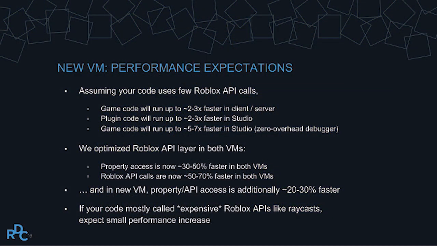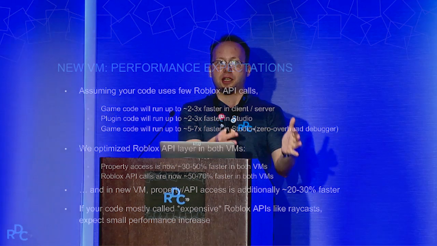So everything that I'm going to talk about is basically if your code is limited performance-wise in the VM itself. So it's not the case, as I mentioned, that you have a lot of raycasts and raycasts are slow. It's like the actual Lua code execution is slow. So the general expectation is that if you have heavy code, we are seeing up to 2 to 3x gains across basically all platforms, client, server, etc.